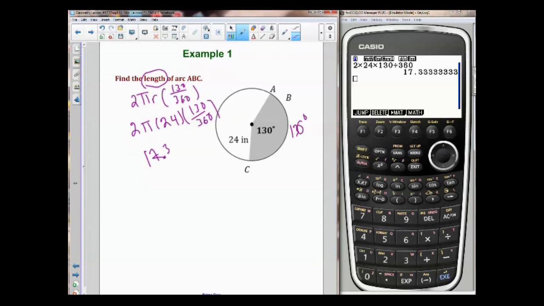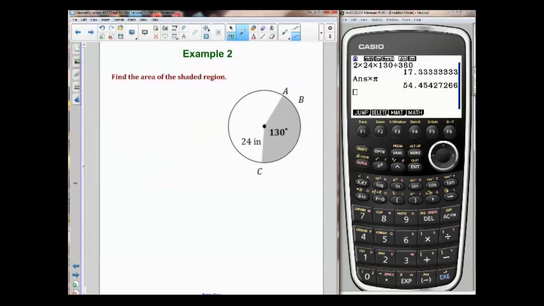And of course, don't forget the pi, because that 17.3 doesn't cut it. 17.3 times the value of pi is what it is. I'm just too lazy to put pi in the calculator. If I wanted an approximate answer, I'd just take times, shift, pi, and I would get the exact 52 over 3 pi, or f to d, 54.5-ish. All right? So next example.